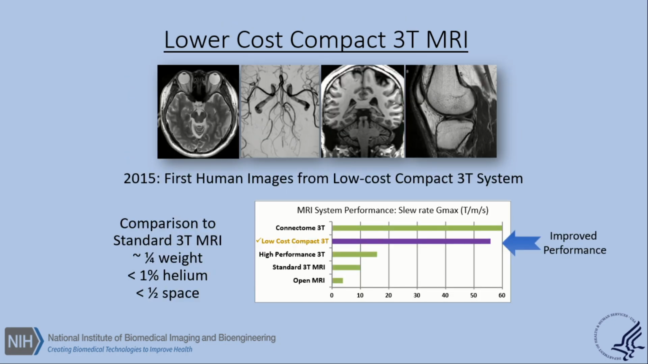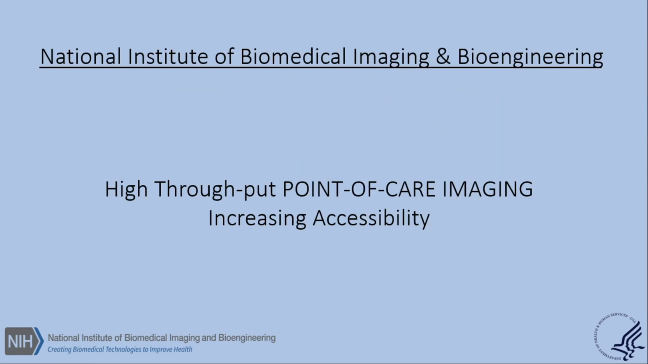So this is the scanner, and these were images produced in 2015, in comparison to a 3T connectome machine, which is sophisticated enough. Now they're even higher. They're basically looking at mapping out the neuronal pathways within the brain. So this machine is doing almost as well as that in terms of performance, but it's also 1/4 the weight. It uses less than 1% of the helium, which is very economical and doesn't need as much space.